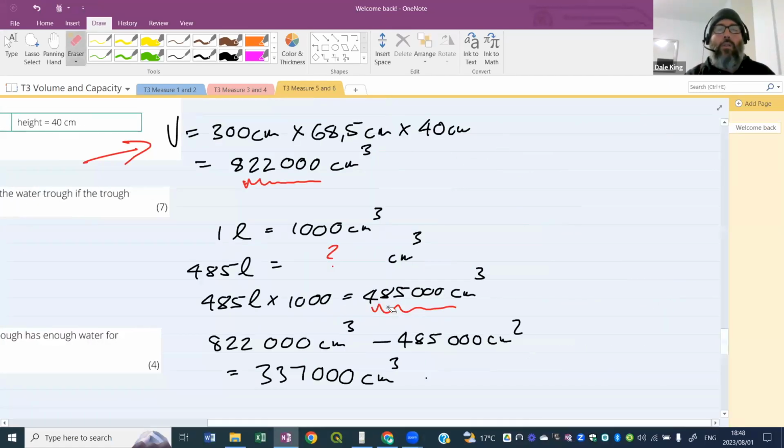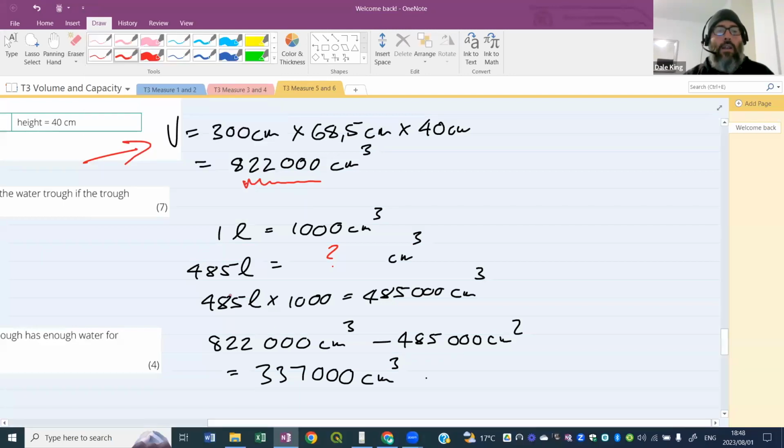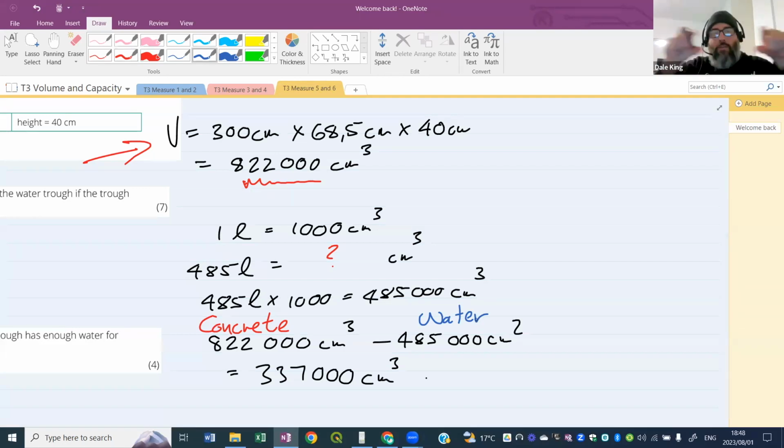So if I draw over here and write words, I'll use red so you guys can see it. This is the concrete, a whole concrete prism, a whole one. And this here is the water inside. So if you had a whole concrete block, and then you had some water inside that you removed, a space inside that you removed, you're left with the outside concrete. That's what the question is asking for.